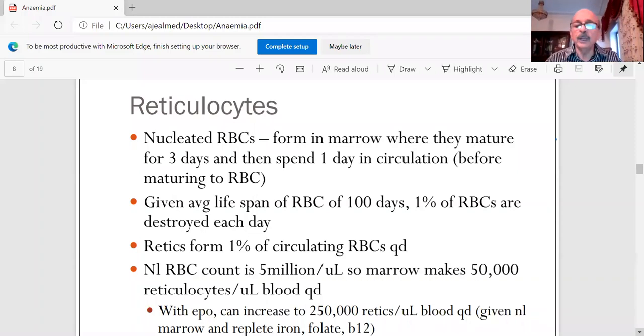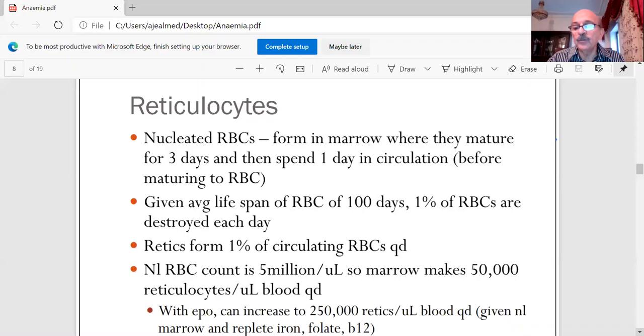So what is the normal reticulocyte count? You should answer me that the normal should be 0.8 to 1%, because if you take that the RBC lifespan is 120 days, then the reticulocyte count should be 0.8%. If the RBC lifespan is 100 days, then the reticulocyte count normally is 1%. Is this clear? Should be clear. Okay.